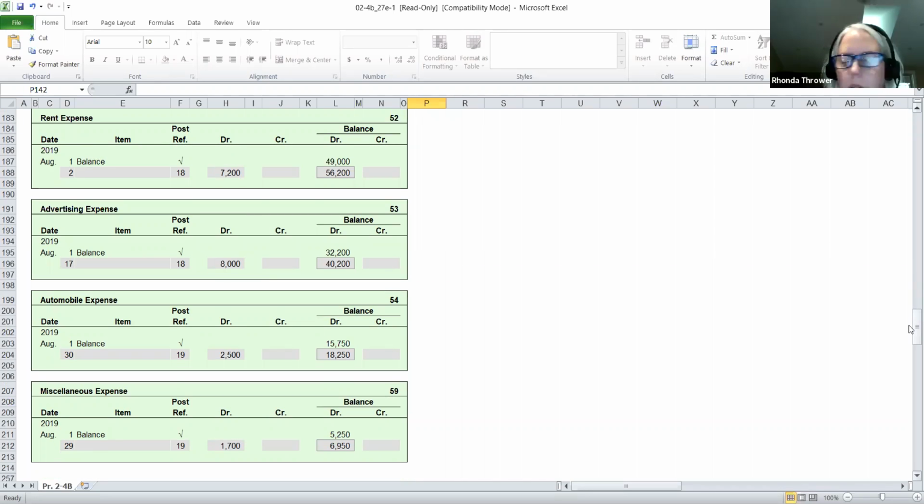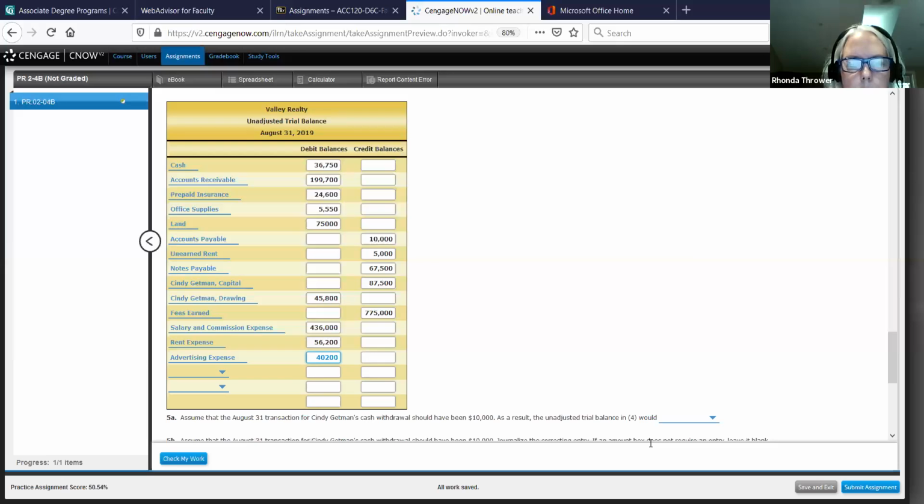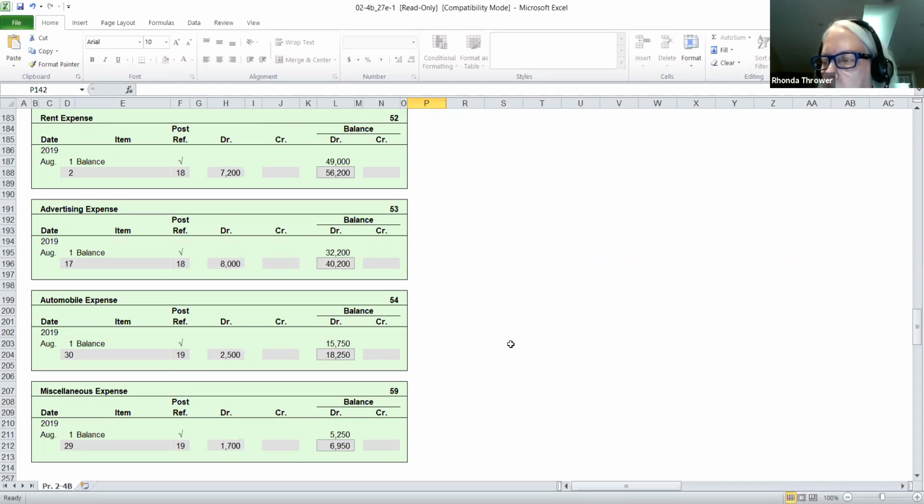And the next account is advertising expense. And it has a balance of $40,200. So I'm picking up the balance here. And then I'm going to go back to my ledger. And we're going to pick up automobile expense. And automobile expense was $18,250. And we got one more, miscellaneous, after that. So you understand you got to flip back and forth to get these balances.